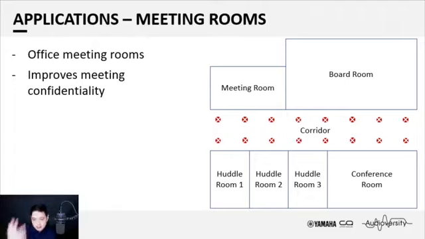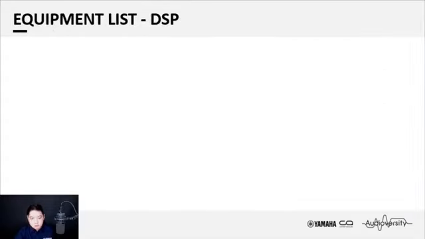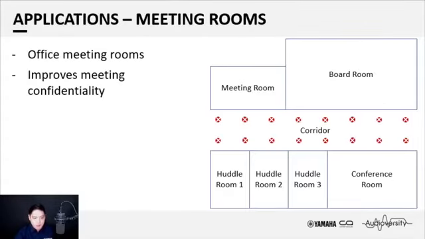But this is very typical: we place our speakers in the corridor, which is the area where we don't want people to hear properly. So we don't place them in the meeting room. We place them in the corridor, just outside each door. So this improves meeting confidentiality.